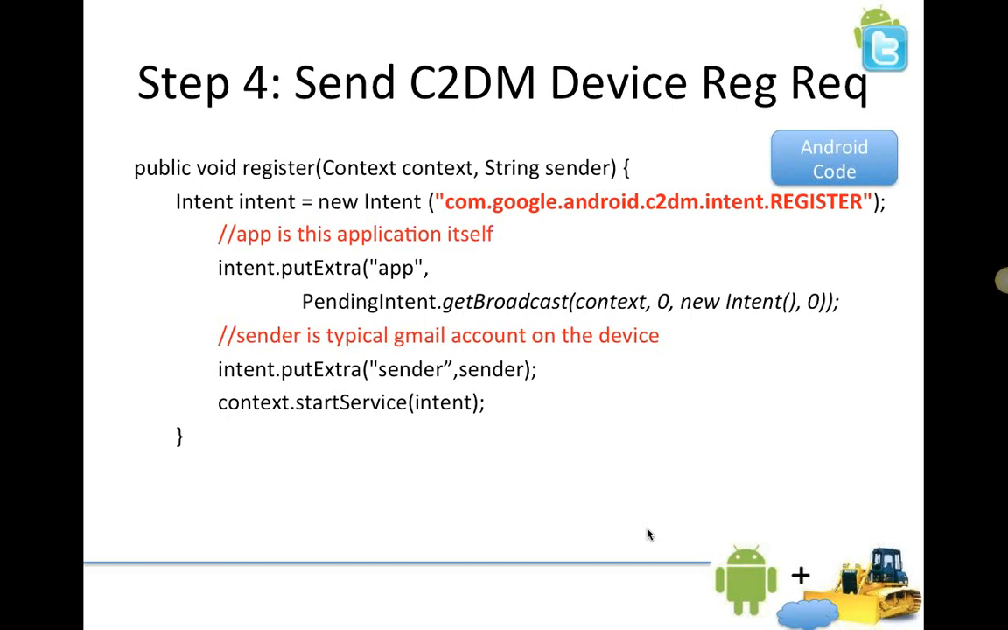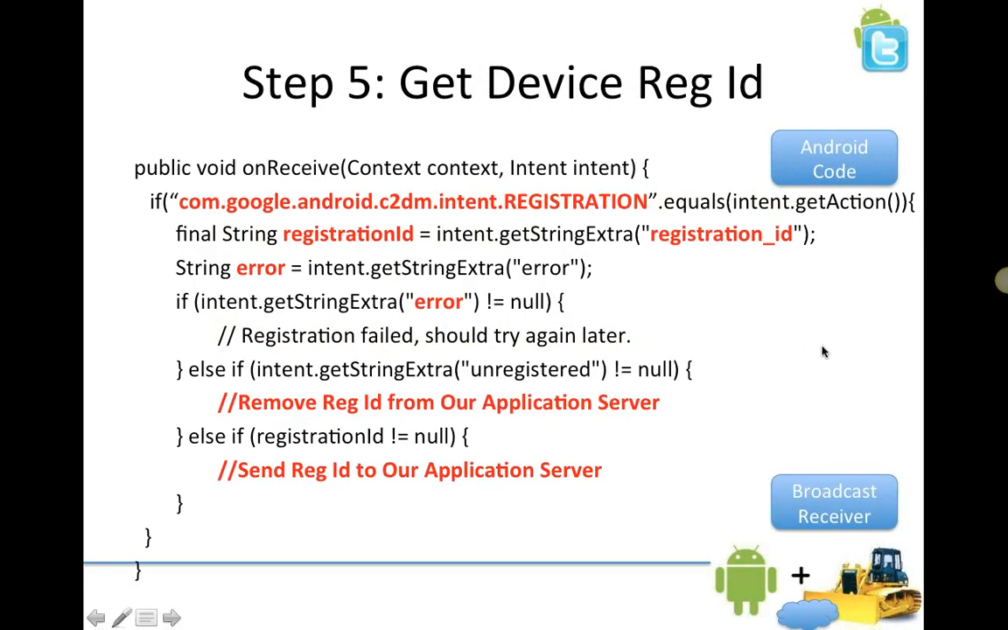Now, when I send that particular intent, after some time my broadcast receiver is called because I got the response for the registration event. In this case, I get a registration ID in the intent string and also get the error string. If I don't have any error, and it's not an unregistered ID, I'll go and send my registration ID to the server. If the registration ID is not equal to null, I'll open an HTTP connection and send my registration ID to the server for the server to put it down.